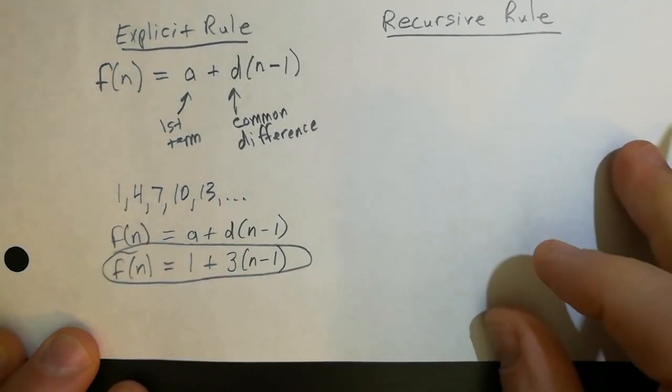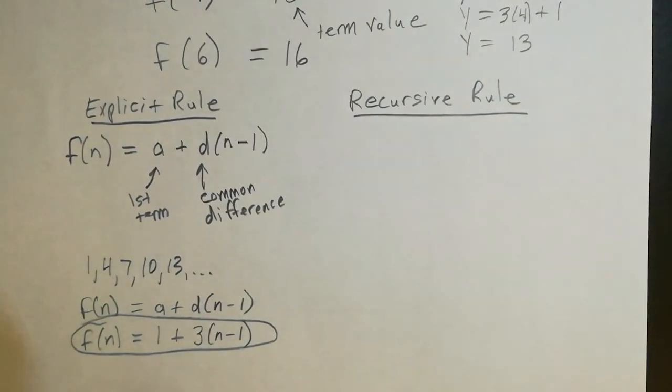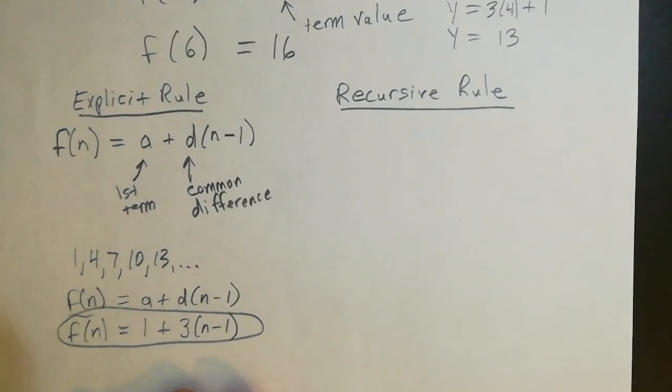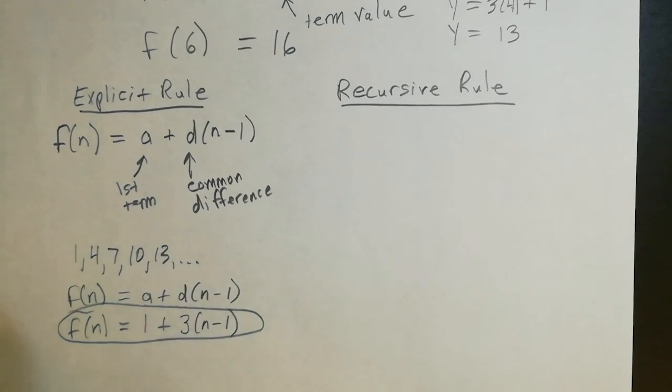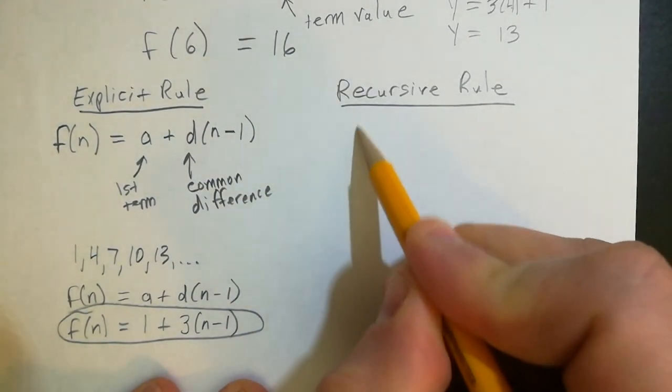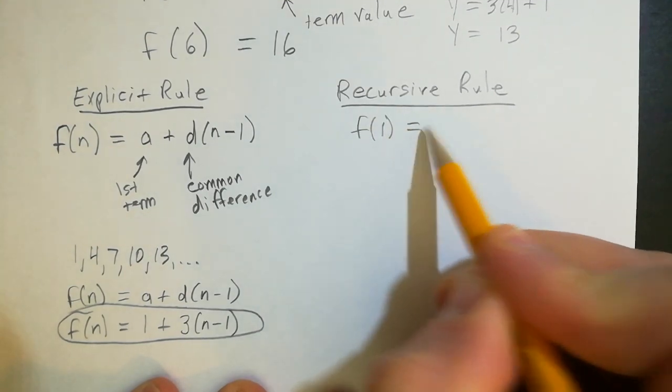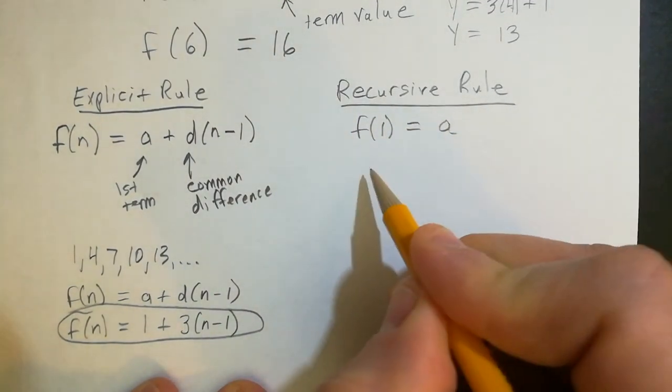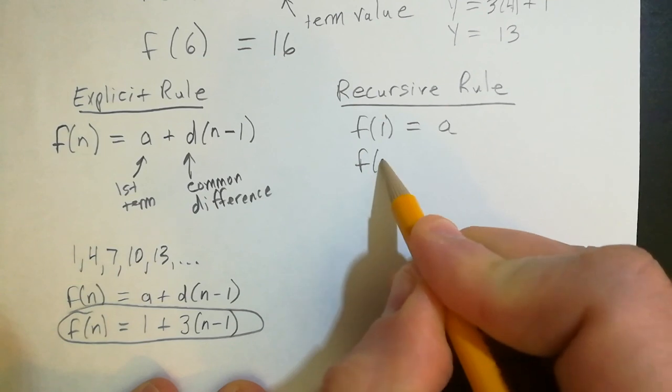All right. Let's talk about recursive rules. All right, so these are a little bit different. This is another way that sequences are defined. And I'll just say that for now, okay? And I'll talk more about why we do recursive rules a little bit later. All right, so what the generic formula looks like for a recursive rule, it's actually 2 separate equations.